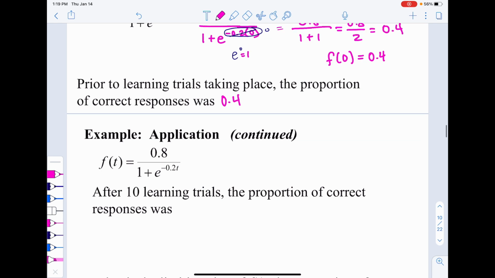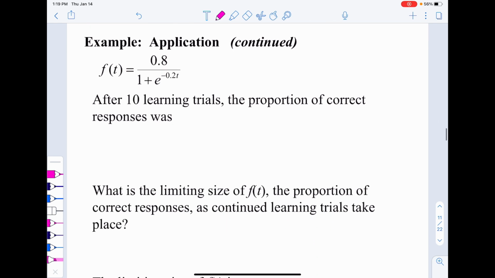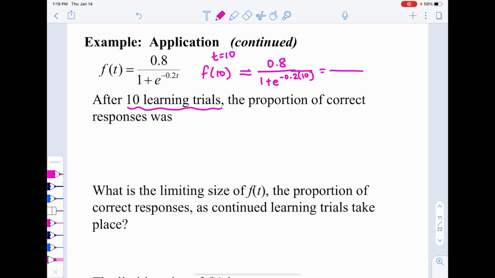Now, let's look at what happens after 10 learning trials have occurred. So now we're going to look at the value of our function at 10. That means I'm going to plug in t is equal to 10. So we end up with 0.8 divided by 1 plus e to the negative 0.2 times 10. And if we simplify that down, negative 0.2 times 10 is going to give us negative 2. That means we have 0.8 divided by 1 plus e to the negative 2.